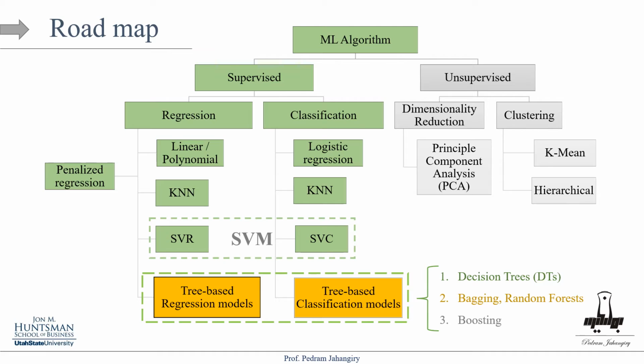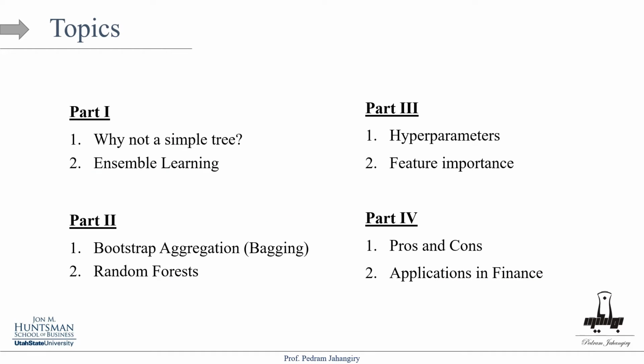The topics in this video are going to be in 4 parts. In part 1, we start with why we should go beyond a single tree, so why we need ensemble learning, how we can put a bunch of weak learners together and make a stronger learner. This is where I'm going to talk about different ways of ensemble learning. Then we're going to look at 2 of those methods, namely bagging and random forest, and compare the difference between them. In part 3, we will talk about the hyperparameters of these models and then feature importance. And finally, in part 4, we talk about pros and cons and some applications in finance.